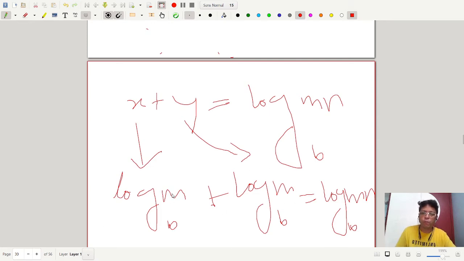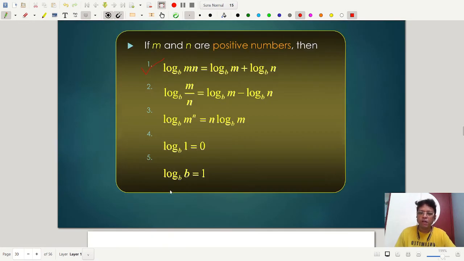So you have this property 1. Similarly, for log b number 2, you can take b to the power x by b to the power y. In this case, you get b to the power x by b to the power y, so you will have b to the power x minus y. Very simple case.